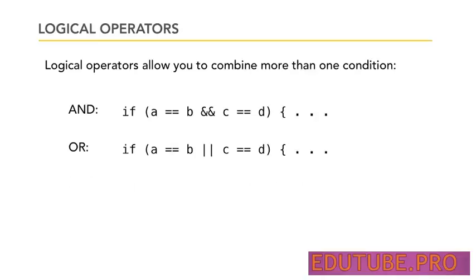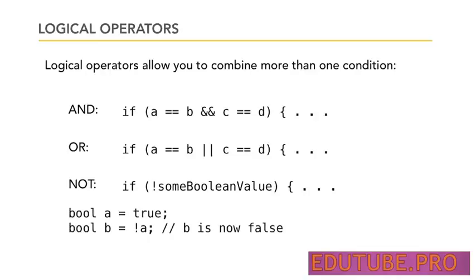We can also do a NOT operator. The NOT operator you can place in front of any Boolean expression to produce the opposite of what that value evaluates to. So for example, in this case, we were saying if not some Boolean value. So if we set A to true for a certain Boolean value, then if we use bool B equals not A, that gives us the inverse value of A. So B is now false. That's what the NOT operator does.